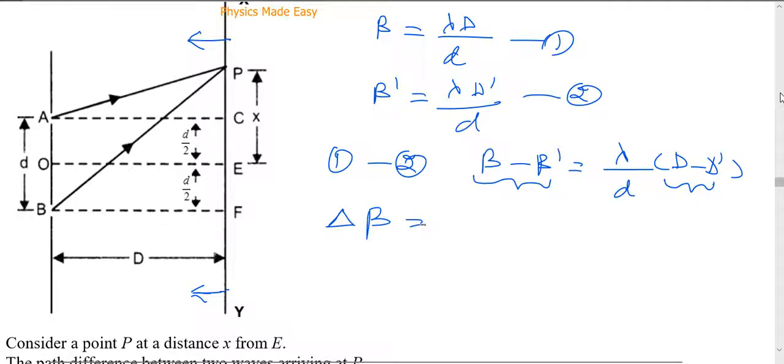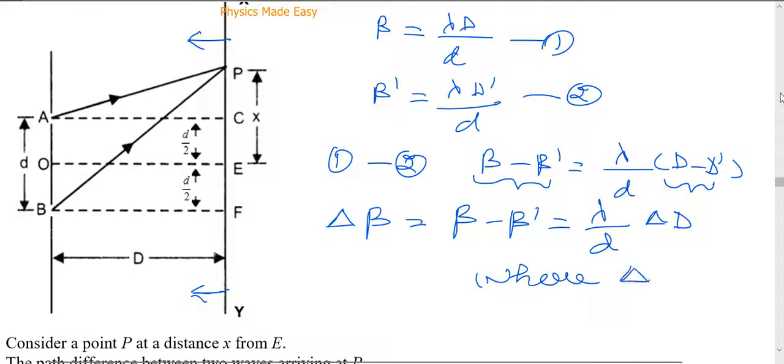Delta beta is equal to beta minus beta dash, and this is lambda by d into this. I can also write it as delta D, where delta D is D minus D dash. Now from here, this is given. We can calculate any other remaining factor.